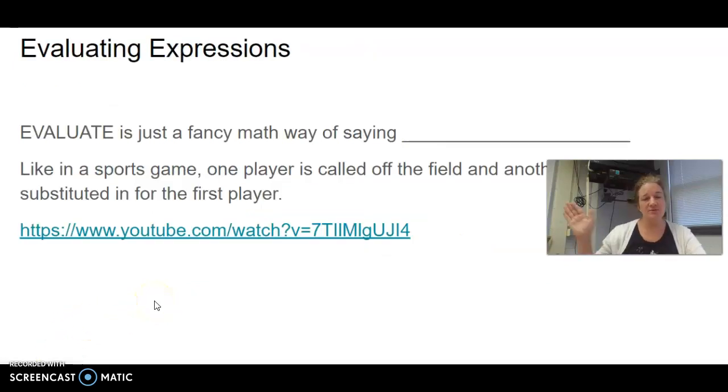Evaluate, right? So we talked about what an expression is. Evaluate is just a fancy math way of saying substitution.